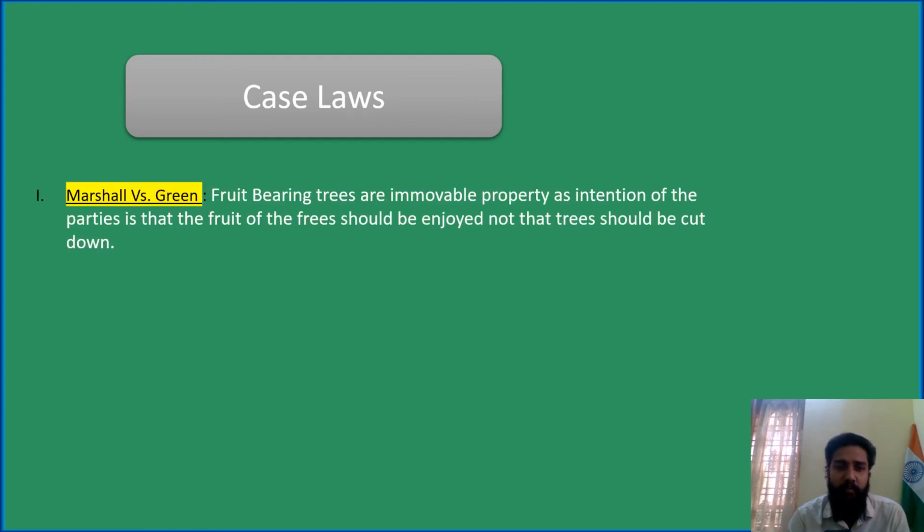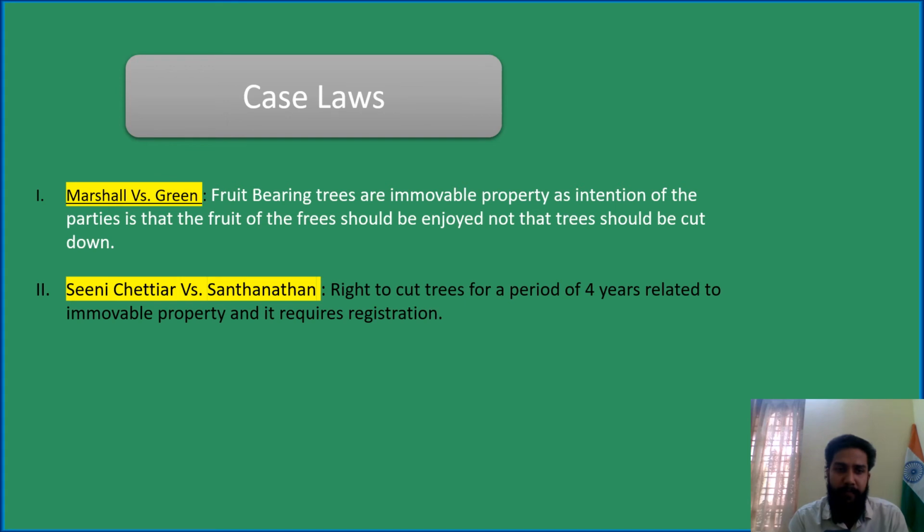The first, Marshall versus Green. Fruit bearing trees are immovable property as the intention of the parties is that the fruit of the trees should be enjoyed, not that the trees should be cut down. So in this case, it is considered an immovable property because the land is an immovable property. If you collect fruit from fruit bearing trees, it is a benefit arising out of land. So it also becomes an immovable property. Hence fruit bearing trees will become an immovable property. Okay, so very important.